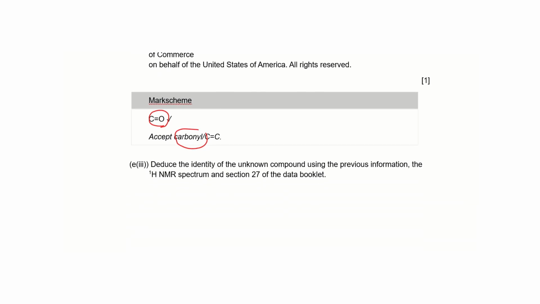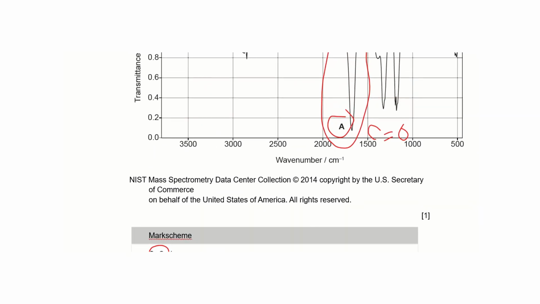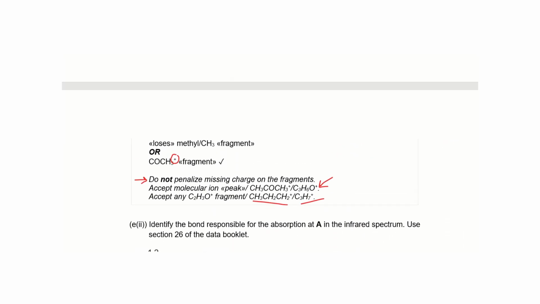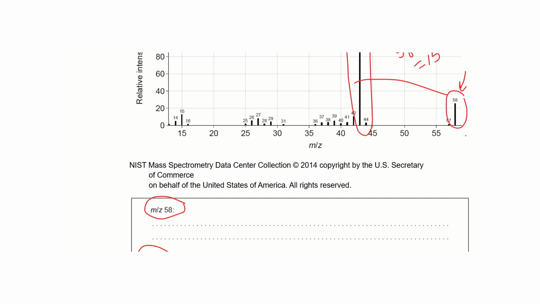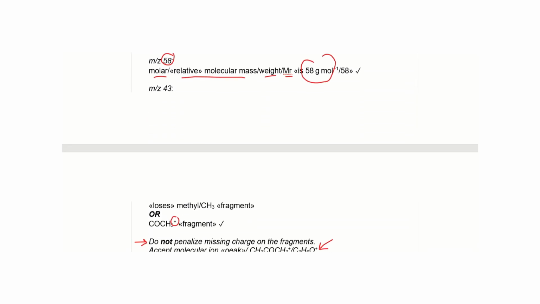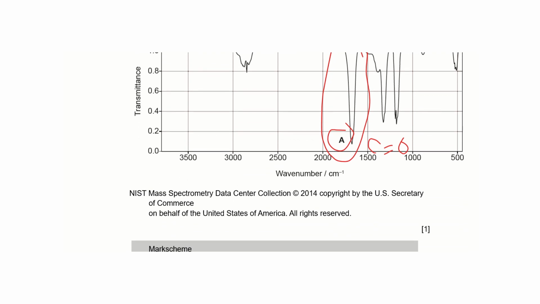Next part, deduce the identity of the unknown compound using the previous information, the proton NMR spectrum and section 27 of the data booklet. Okay, now what we know so far is that I have a molecular formula from the mass spec. Okay, if we go back up, that it's 58. I also know that it's got a CH3 group. And what I also know is that it's got a carbonyl group. So these are pieces of information that I know. And like I said, it's like a puzzle trying to figure out what I have.